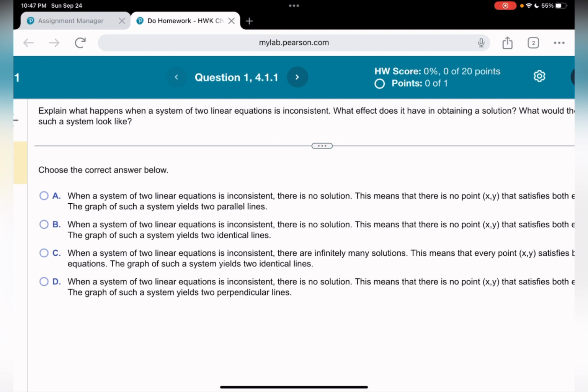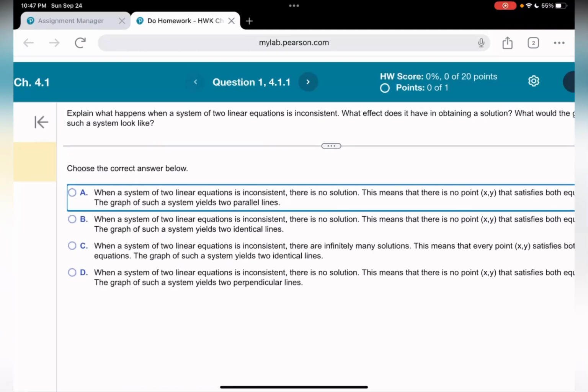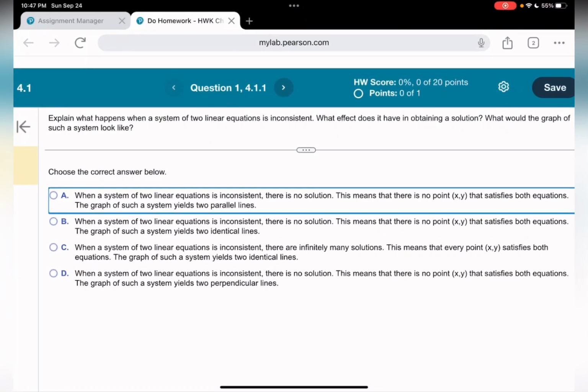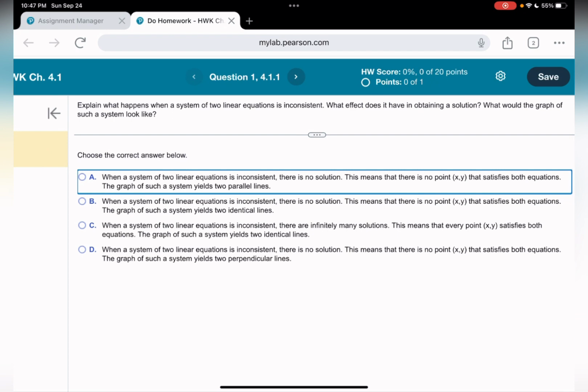The difference is, a system is inconsistent when it doesn't have a solution. That means there is no pair of answers that will satisfy both equations. So what happens when a system of two linear equations is inconsistent? What effect does it have on obtaining the solution? What would the graph of such a system look like?